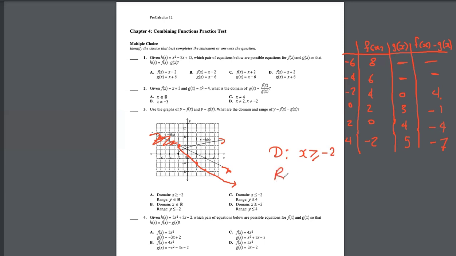The range is the y value. So if you look, it starts at 4 and then goes below 4. So therefore, y is less than or equal to 4. That's what the range is. And therefore, the answer should have been D.